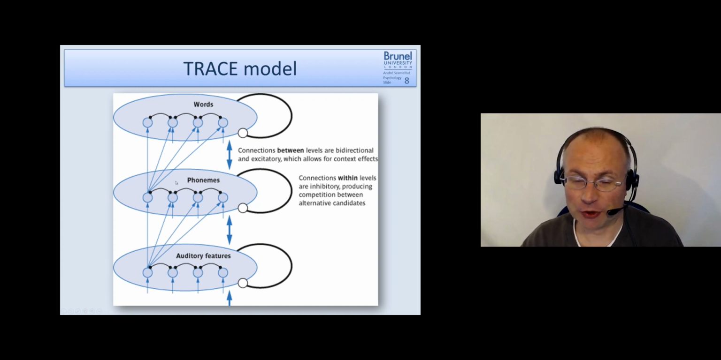What is important to note, and an important feature of this model, is what is called lateral inhibition. So within a level, these different elements will inhibit each other. So if this phoneme is active, it will inhibit the other phonemes. And if this is active, it will inhibit the other phonemes.